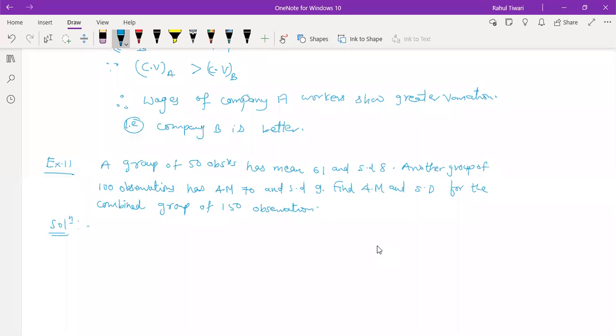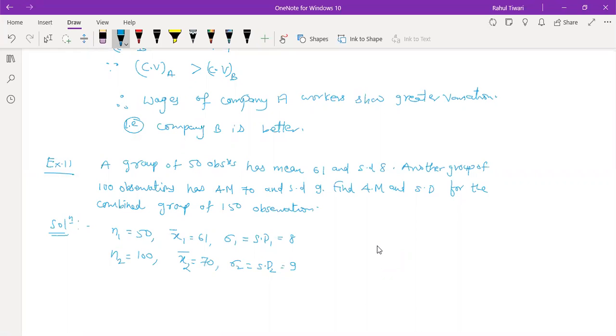Okay, so if you look here, we have a group. एक group में 50 observations हैं जिसका mean और standard deviation दिया है, right? So I can call it N1, this group has 50 observations, and its mean I can call X1 bar, which is 61. Similarly standard deviation I can call sigma 1, standard deviation is also called sigma, which is nothing but 8. Similarly we are given N2, another group जिसमें 100 observations हैं, and their mean I can call x bar 2, which is 70, and sigma 2, which is SD of 2, which is nothing but 9.